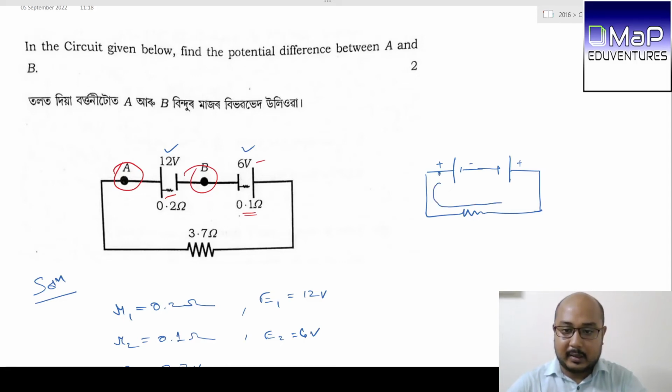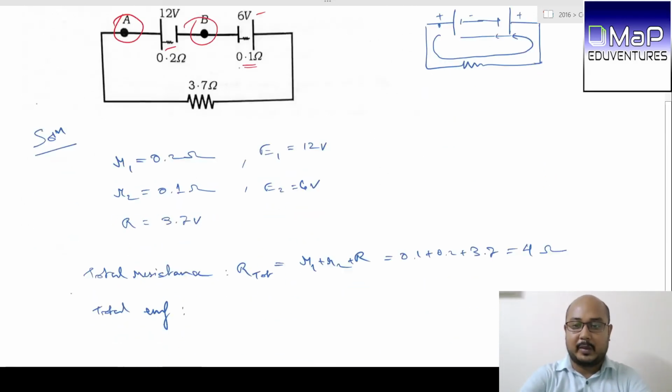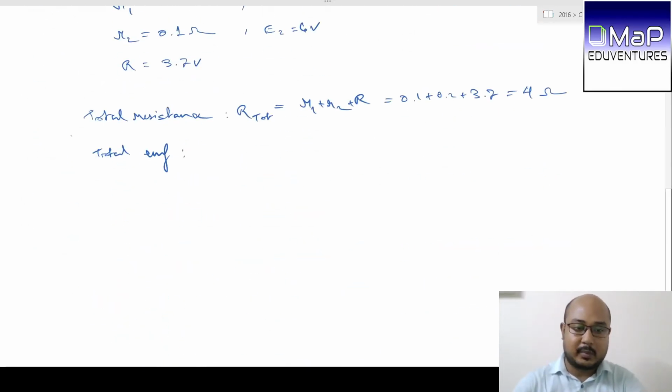when I go through the second cell, I get the positive terminal and then the negative terminal, that is positive to negative. In this case the EMF of this second cell will be considered negative. Going from negative terminal to positive terminal would be positive. So the total EMF is 12 and the second cell is -6, so the total sum is 12 minus 6, this is equal to 6 volt.